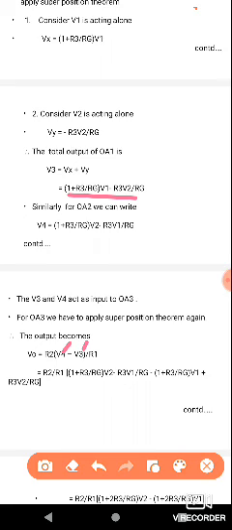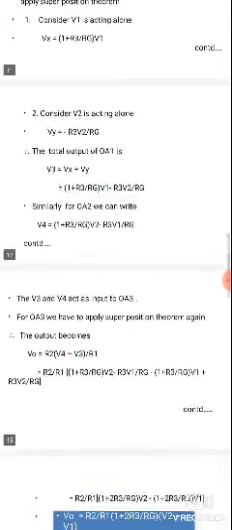The V4 value indicates 1 plus R3 by RG into V2 minus R3 by RG into V1. Both values will be applied here. V0 is equal to R2 minus V4 minus V3 by R1. Then we can get this equation.